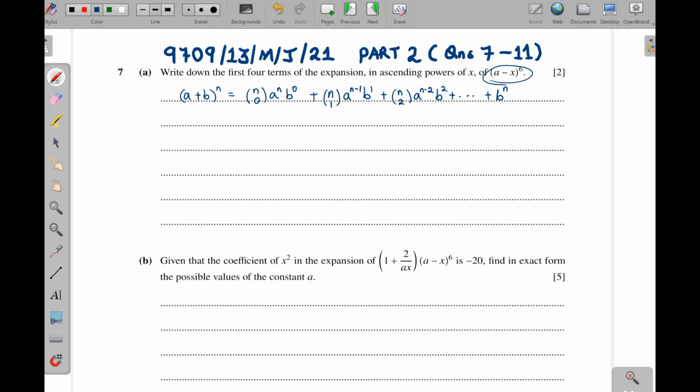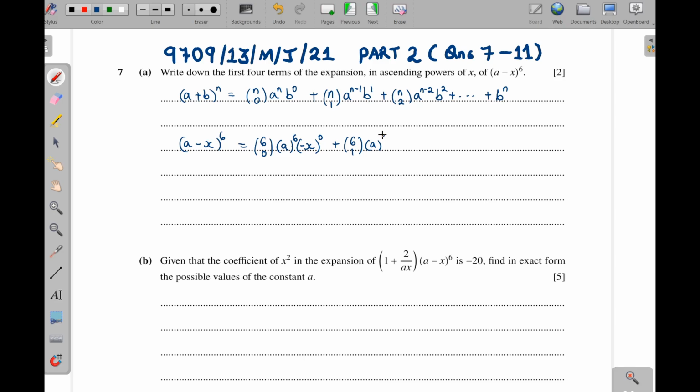Now let's go to this one here, a minus x, then to the power of 6. So our n is 6, now combination 0. Then our a is still a, then to the power of 6. Our b is now negative x. Please take the sign with the x. Then to the power of 0, then 6 combination 1.